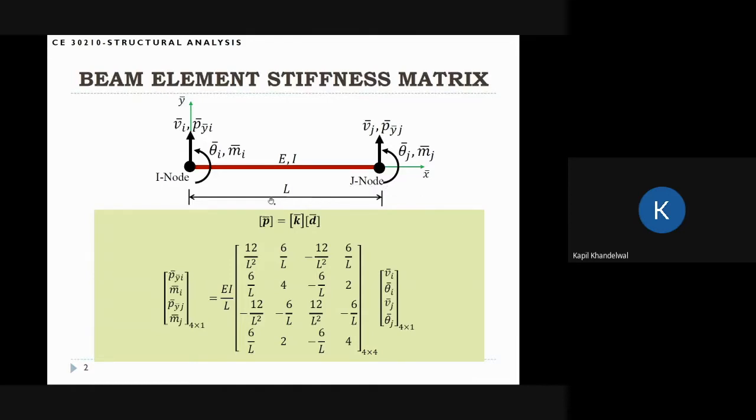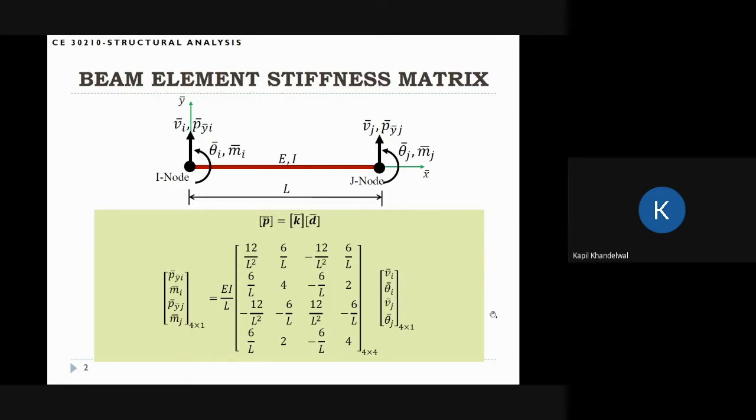So you can see that we are working in the local coordinate system, because the local x-axis goes from the I node to the J node, and the y-axis is oriented 90 degrees anti-clockwise from the x-axis. So for a beam element we are always working in the local coordinate system, and that was the reason I was using this notation of bar. The overhead bar indicates we are working in a local coordinate system.